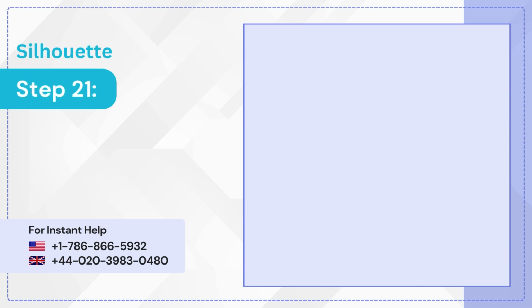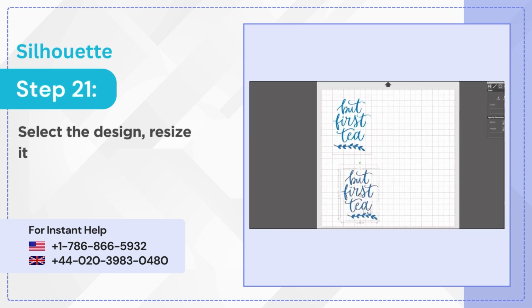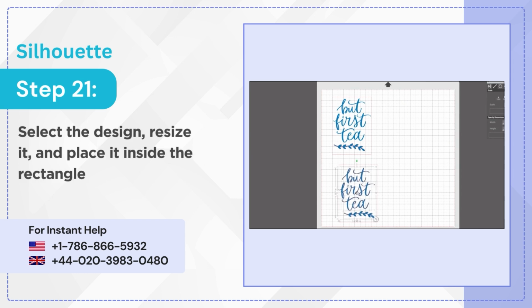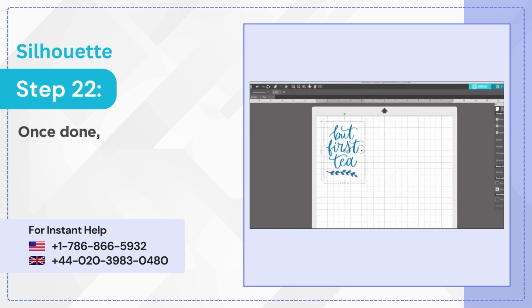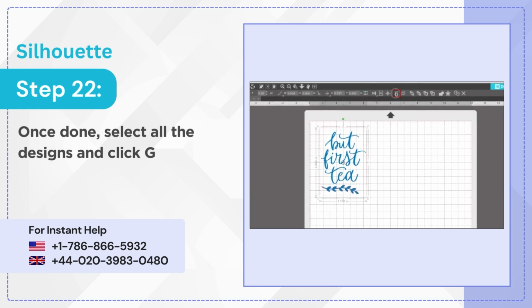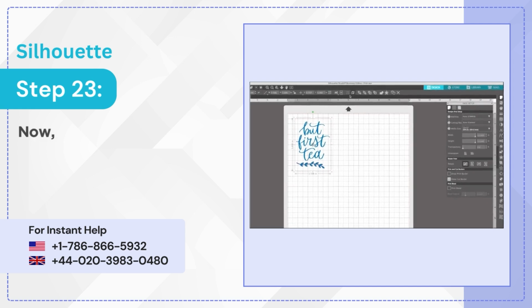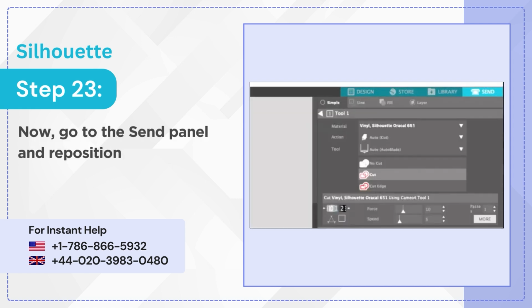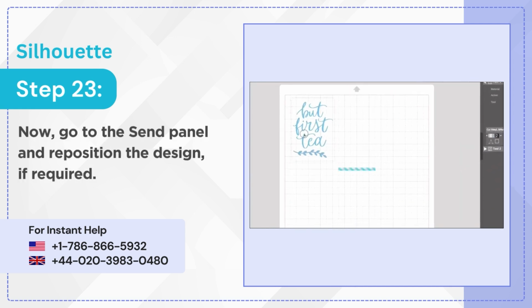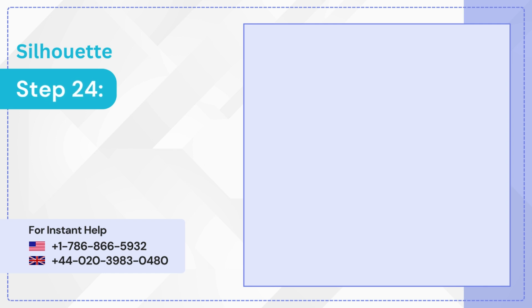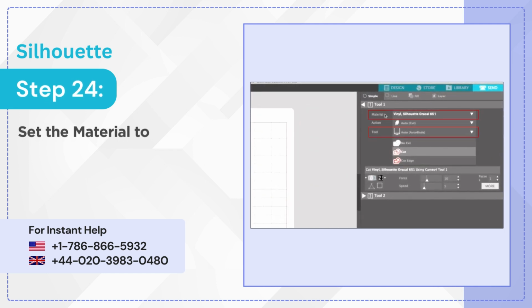Step 21. Select the design, resize it and place it inside the rectangle. Step 22. Once done, select all the designs and click Group. Step 23. Now go to the Send panel and reposition the design if required. Step 24. Set the material to Vinyl Action to cut and Tool to Auto Blade.